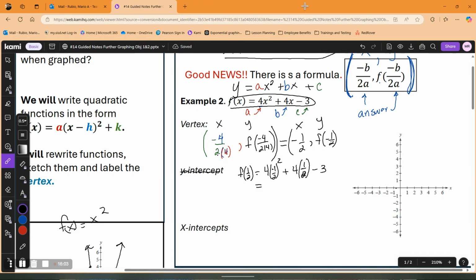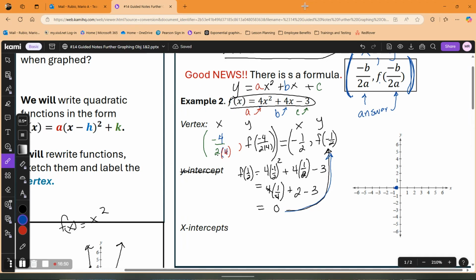I know it's a lot of steps, but I'm going to do 1/2 squared, which winds up becoming 1/4. We learned that in working with rational expressions. Plus 4 times 1/2 is 4 divided by 2 is 2, minus 3. This 4 and this 4 cancel each other out to leave 1. So your final answer is 1 plus 2 minus 3, so it's 1 plus 2 is 3, minus 3 is 0. So when we evaluate the function at 1/2, we get 0 for our y. So my vertex for this one is at 1/2, 0.